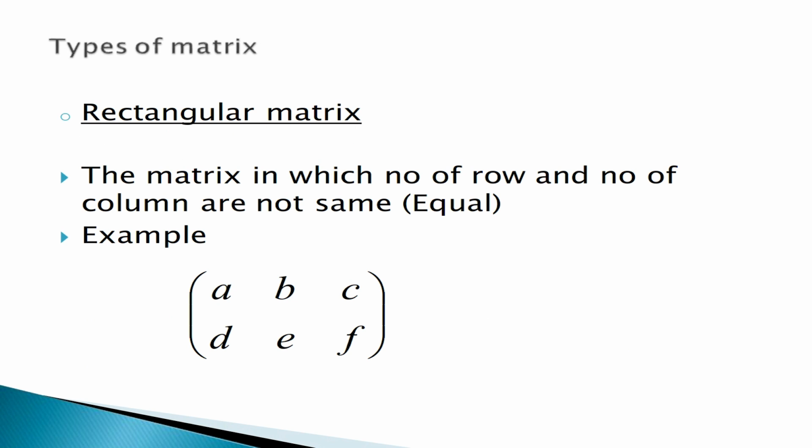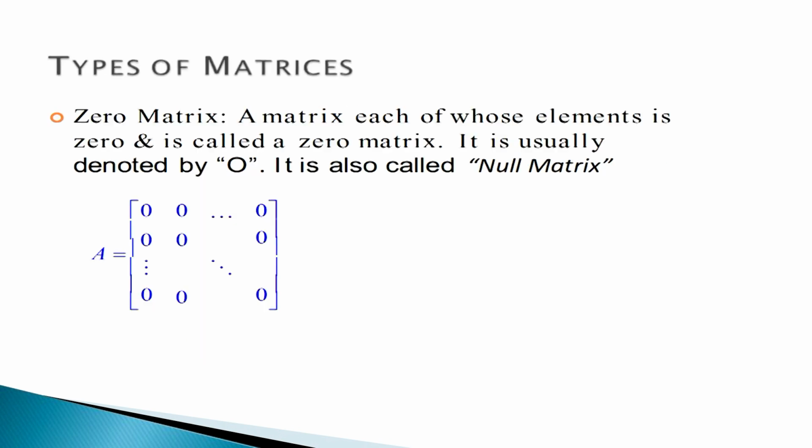Next is rectangular matrix. A matrix is said to be rectangular if the number of rows and number of columns are unequal. That is, here is A, B, C, D, E, F. This is an example of a rectangular matrix. Next is zero matrix or null matrix. A matrix is said to be a null matrix if all the elements are 0. That means all the elements in rows and columns are 0. This is an example of a null matrix.